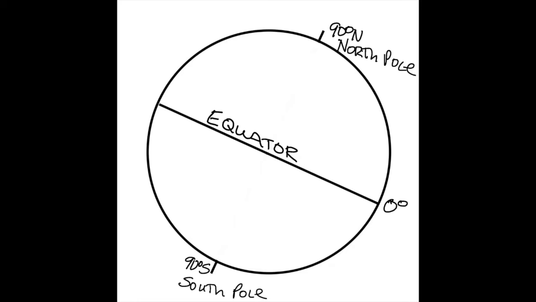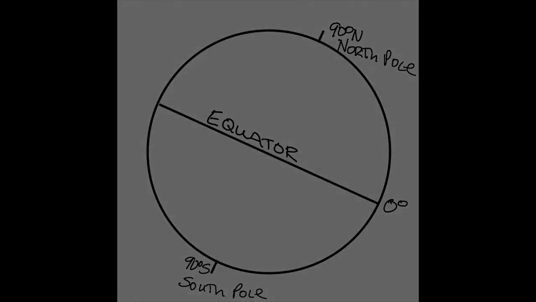Remember, the 7 important parallels have a relationship to the sun and daylight and darkness. At the North and South Pole, each gets 6 months of complete daylight and 6 months of complete darkness.